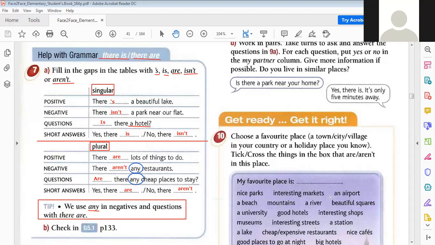Yeah, can you see it? But here, if we check the singular, we don't use it, right? We don't use any in the singular. We only use it in the plural. Right? So we say there aren't any restaurants in negative. So this means we use any in the negative of plural, and we also use it in the question.